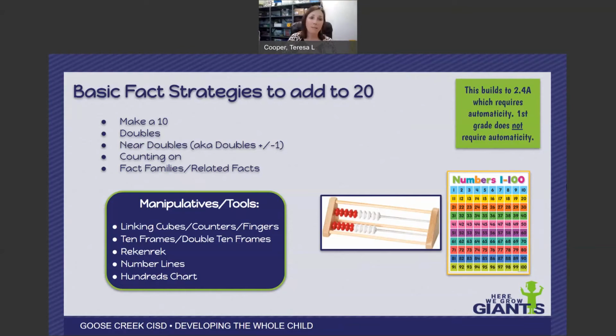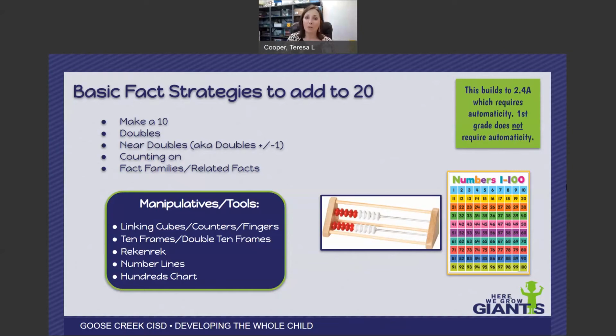So we should not be doing timed fact tests. Well, we shouldn't be doing that at any grade level, but we are not doing fact memorization. We are building strategies to understand how to add our facts. A great way to do that is through number talks. So at the beginning of the year, we do a lot of subitizing number talks. Once we've learned some of these strategies, we can start introducing those in number talks.